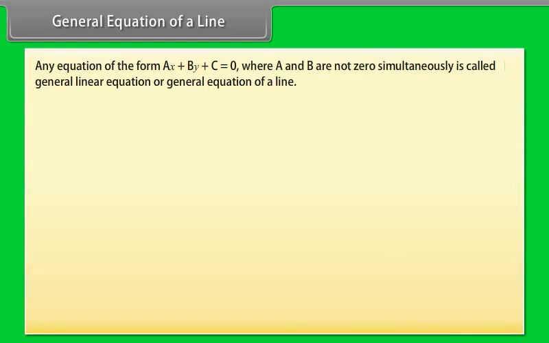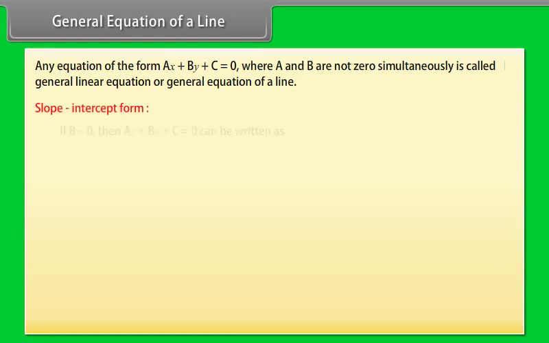General equation of a line. Any equation of the form ax + by + c = 0, where a and b are not 0 simultaneously, is called a general linear equation or general equation of a line. Different forms of general equation.